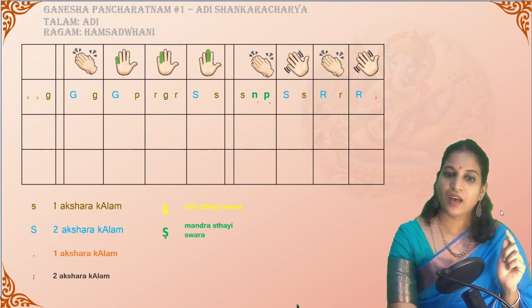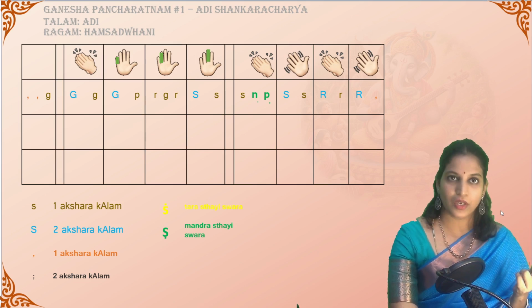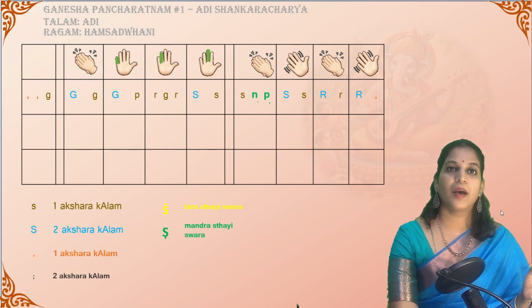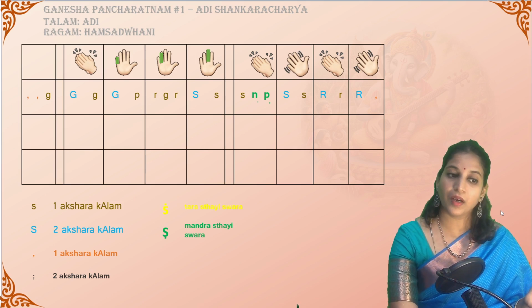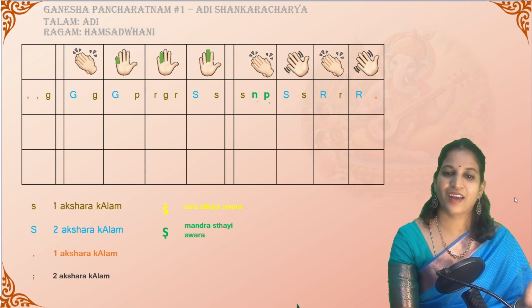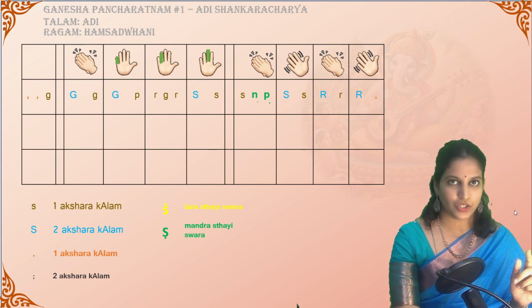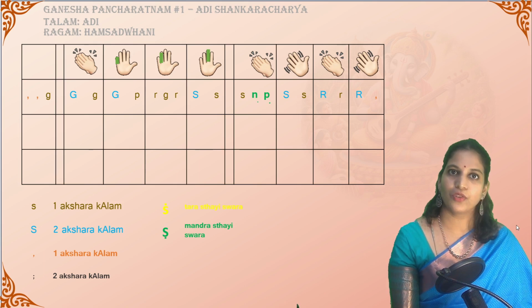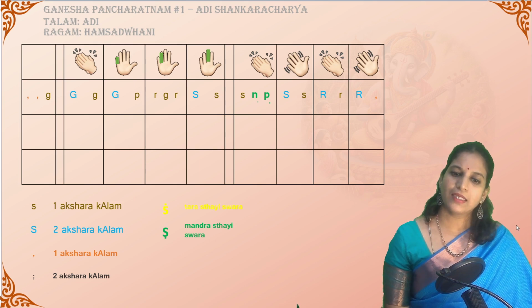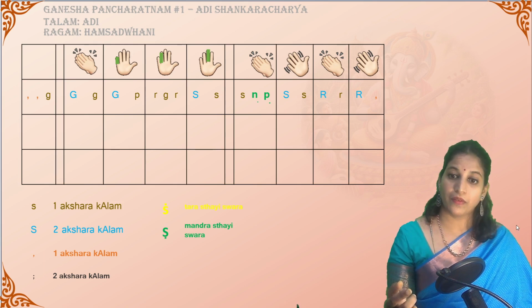Okay? A capital letter denotes 2 akshara kalam. Sa, re, ga, ma, pa, which is equivalent to sa, sa, re, ga, ga, ma, pa, pa. A comma denotes 1 akshara kalam. A semicolon denotes 2 akshara kalam. Let's look at swaras with dot above and dot below.